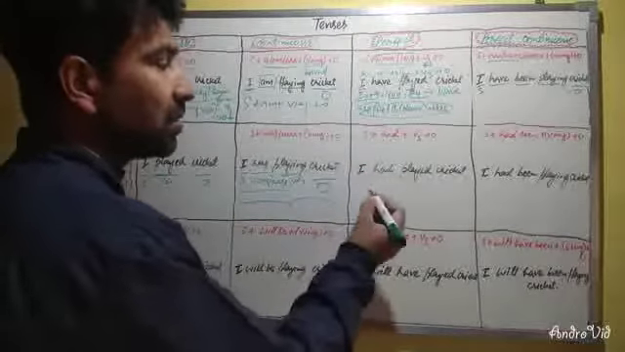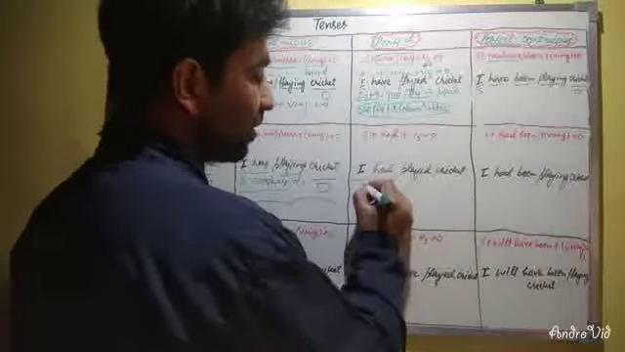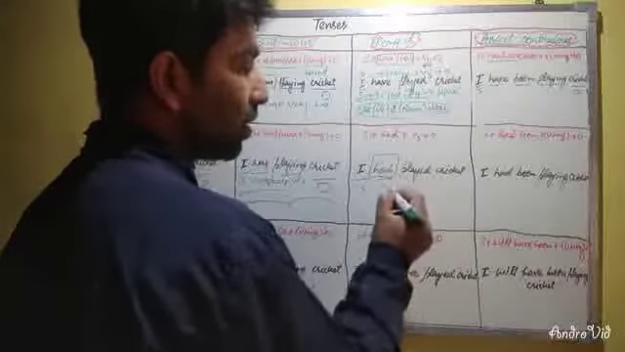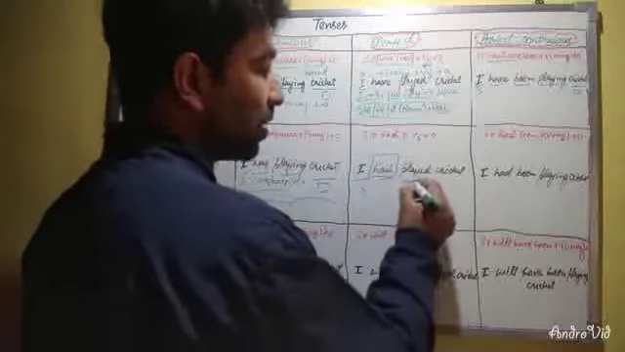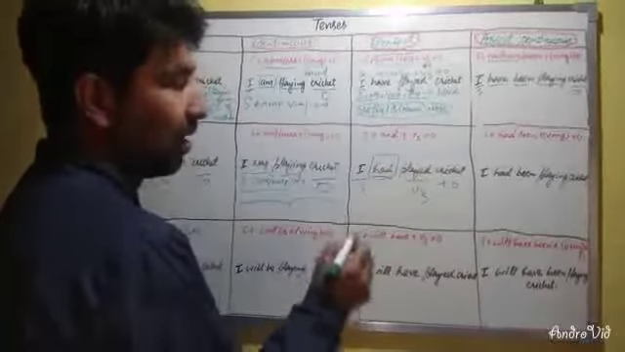Then the past perfect. So you will have subject plus had. Has or have is changed to had. You will see only had over here. There is no other option. Had will be used, and the V3 form of the verb and object. Only has or have is changed to had in the past.